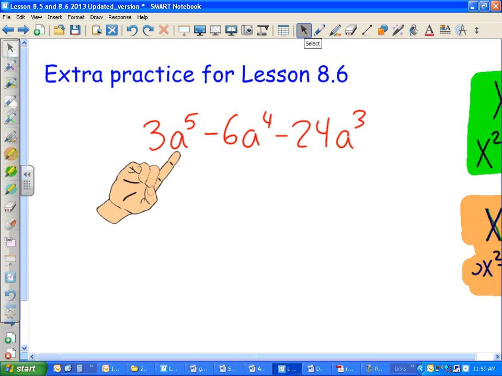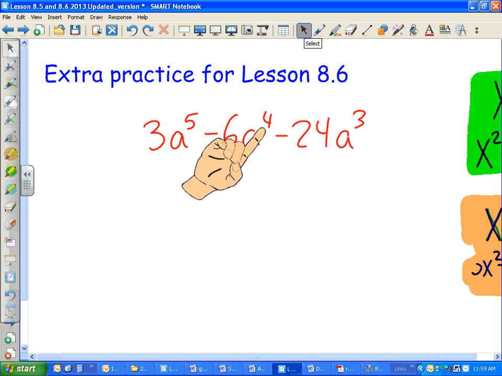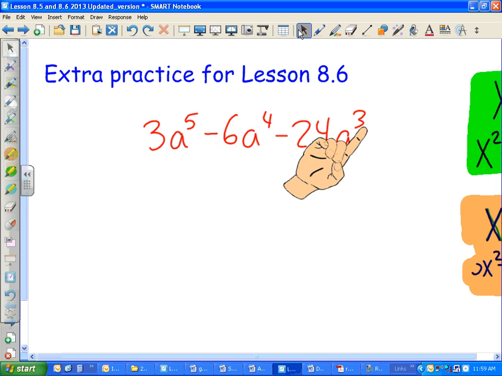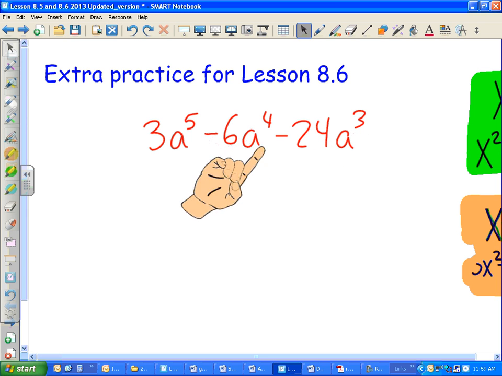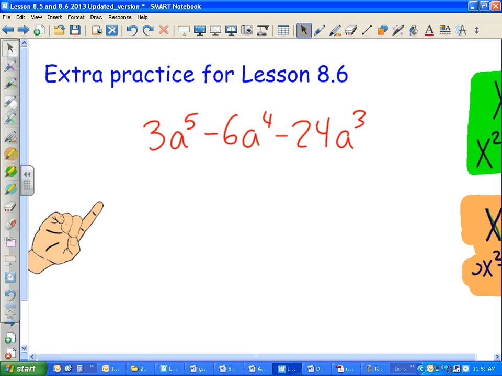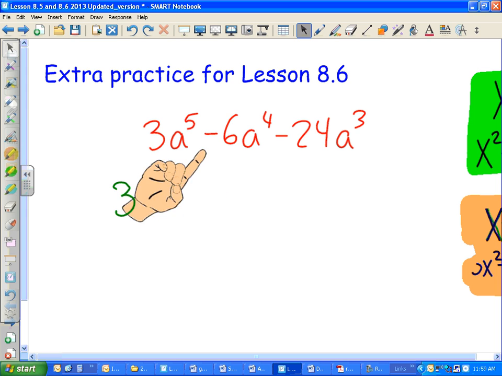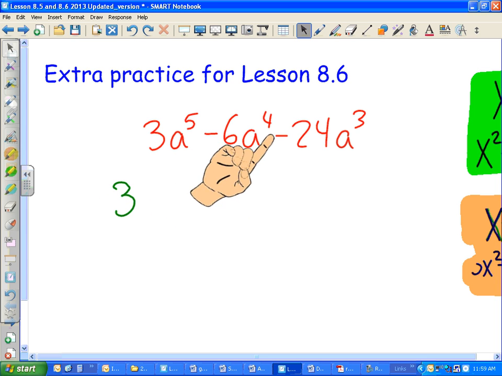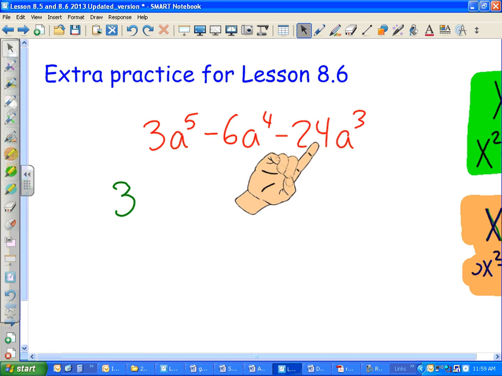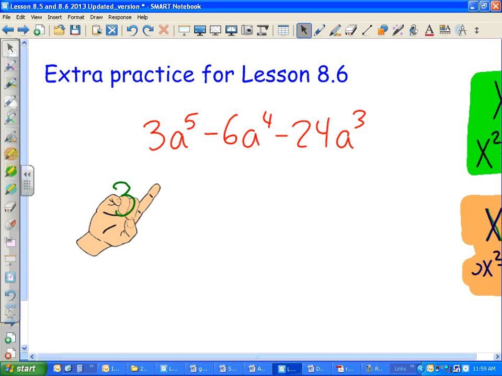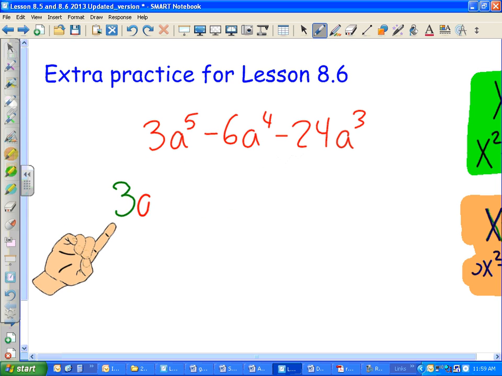Let's see. We have 3a to the 5th minus 6a to the 4th minus 24a to the 3rd. Okay. Can I take anything out of each one of these? A 3, a 6, and a 24. Can they all be divided by a number? And I hope you're thinking of 3. I'm going to use a 3 here. And then what about the variables? a^5, a^4, a^3. How many a's can I probably take out of each one of these? And hopefully you said 3 of them. There's 3.